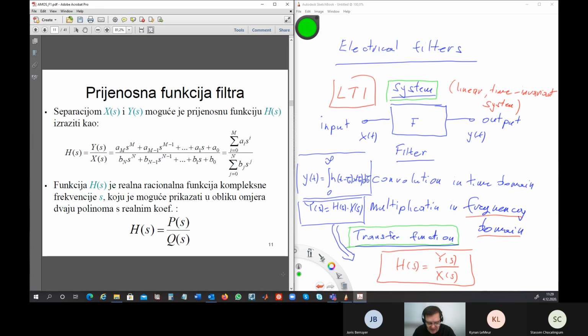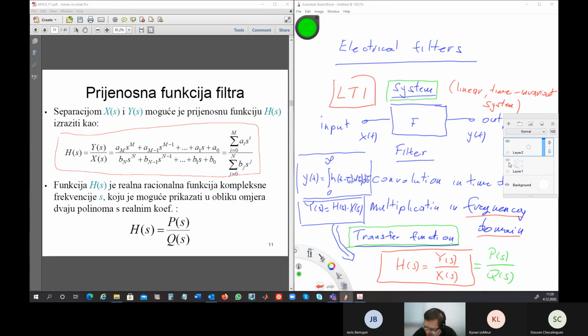Now, if we include X of s or Y of s, then we have the following form of the transfer function. The function H of s is then possible to write like P of s over Q of s. What are P of s and Q of s? These are two polynomials.